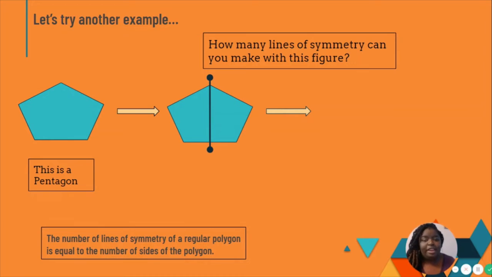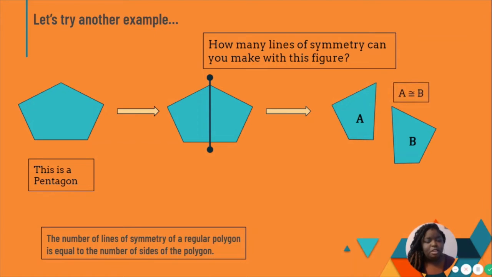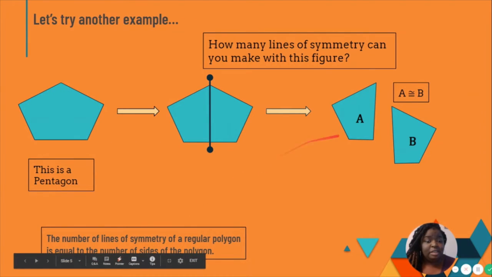So here is our first line segment. That is going to cut our 2 pieces, part A and part B, in half. That's dividing them into 2 congruent parts. We can see that these 2 shapes are congruent. They're just flipped of each other. They are flipped of each other. So we also see that shape A is congruent to shape B.